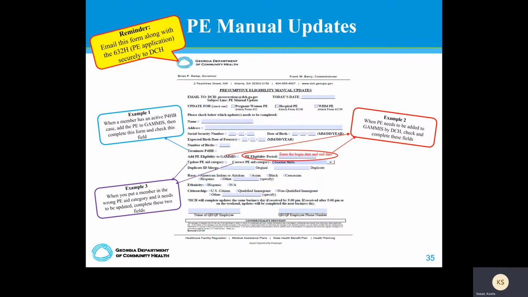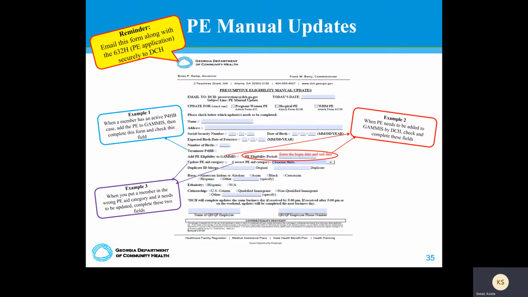Now, on that same example, if a PE needs to be added to gametes, those are the fields that you would need to complete. But if it is for a pregnant woman and it needs to be added, there are two additional fields that you would need to complete. So besides those two fields that we just went over, you're going to also complete the field that says expected birth date of fetuses. Check that box and put the due date right there. And then you're also going to fill out the field where it says number of birth. Check that box, and on that line put the number she's expecting. So for a pregnant woman, it would be those 4 fields, but for the other 8 category, it's just going to be the add PE eligibility to gametes and the PE period.